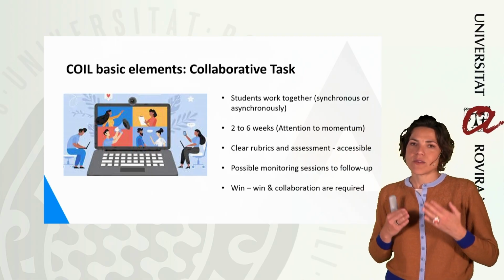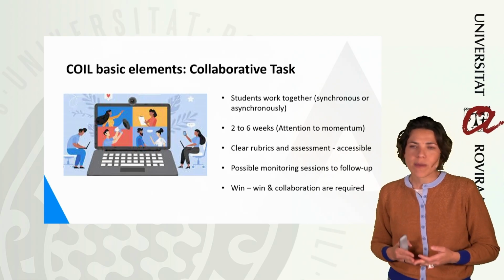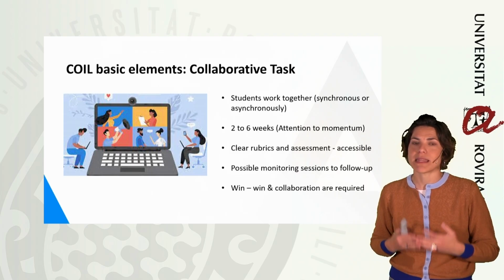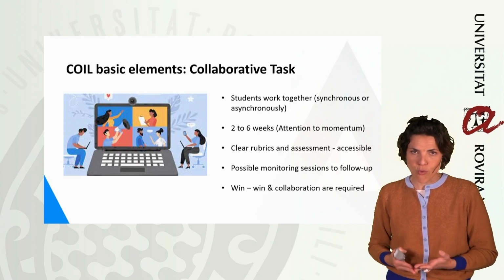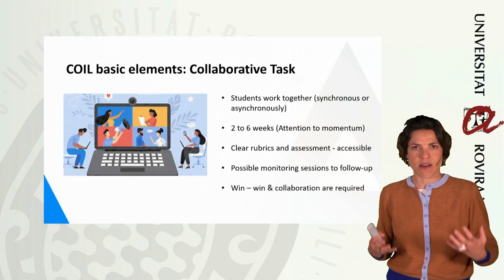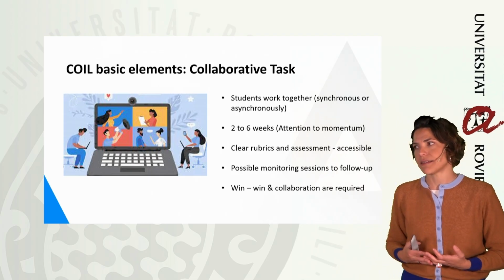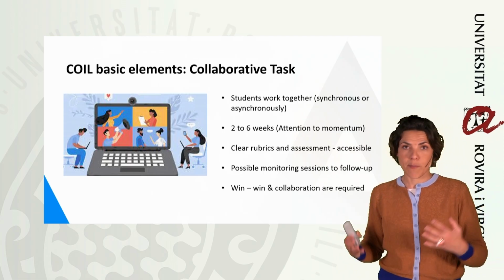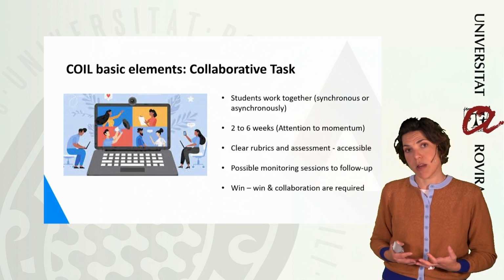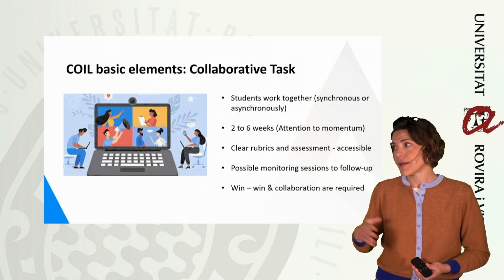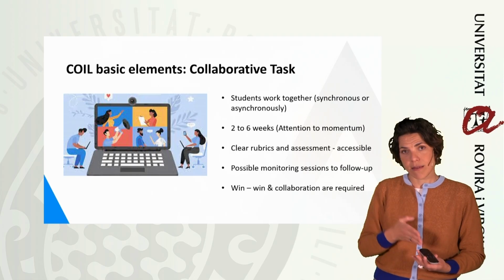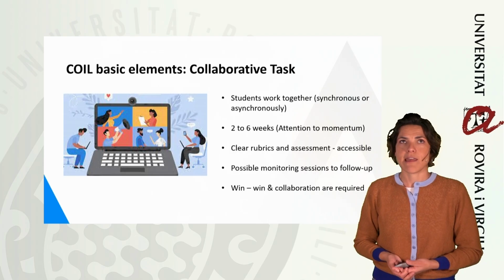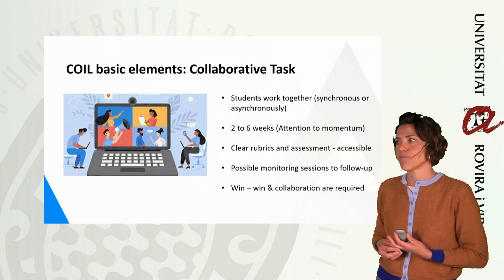Very relevant is that you publish clear rubrics and explain what is expected from students, and make them very accessible and public before the collaboration begins, so that they are informed and they know what to expect. And depending, again, on the type of activity, on the type of partnership, you might want to set up some monitoring sessions to follow up, to have some sort of feedback in the middle of the progress. So that depends a lot on the final design of your COIL as well.